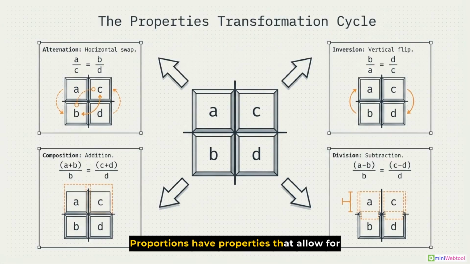Proportions have properties that allow for transformation, such as alternation, inversion, composition, and division. These manipulations help simplify complex proportional relationships.